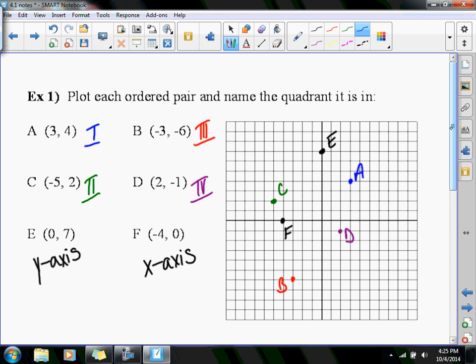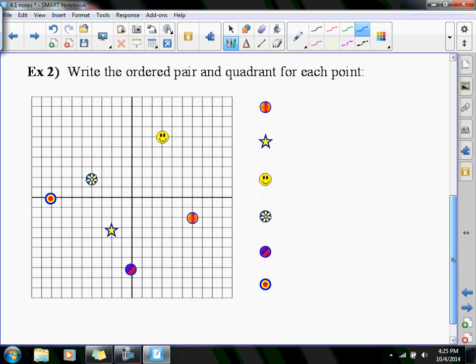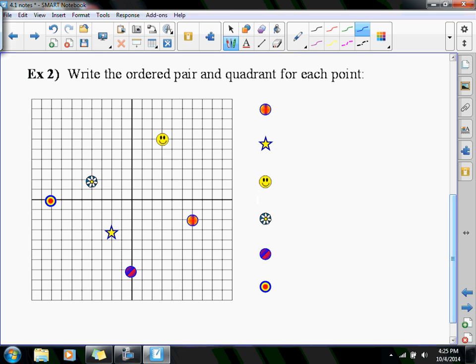Oops. That's example 2 down here. There's example 2. Okay. So now we're going to reverse the process. We just have some funny little marks here on our coordinate plane, and we want to now write the ordered pair for each of these little marks.